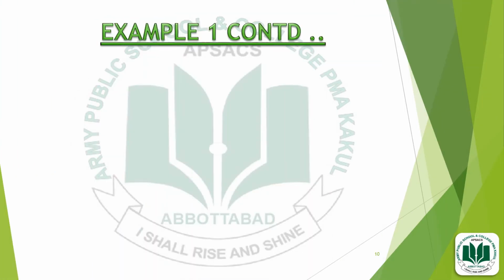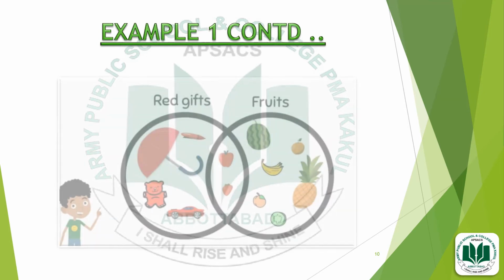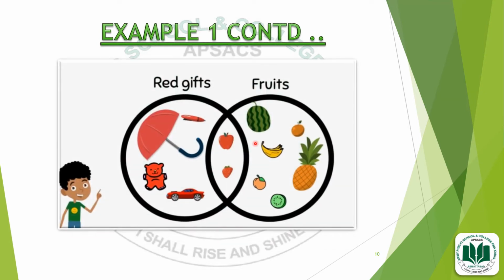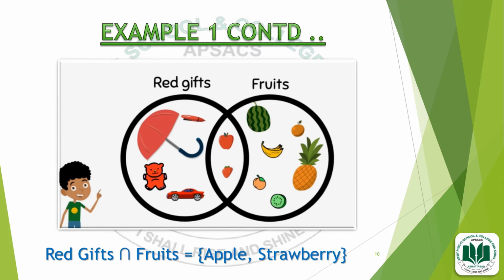But then he realized that there are some fruits that are also red. So he placed them in this overlapping region. Now, if we want to find out the common elements or the intersection of two sets, that would be apple and strawberry. So mathematically, we can say red gifts intersection fruits equals to apple and strawberry.